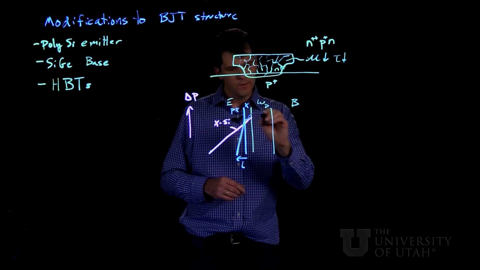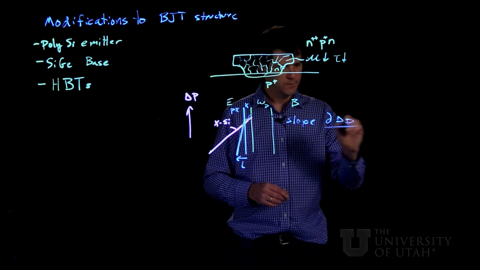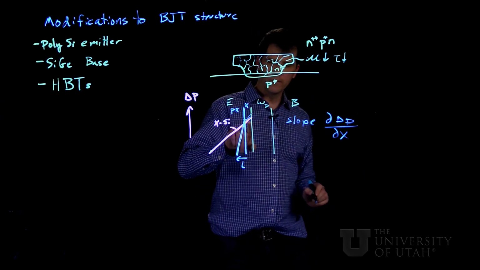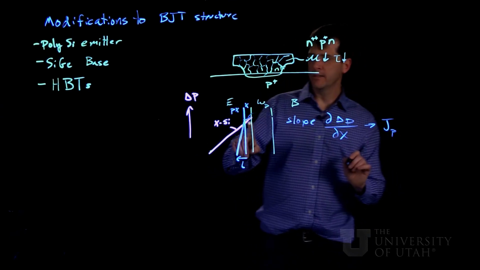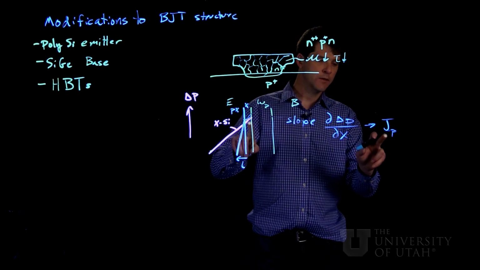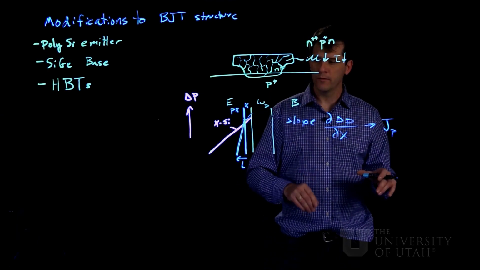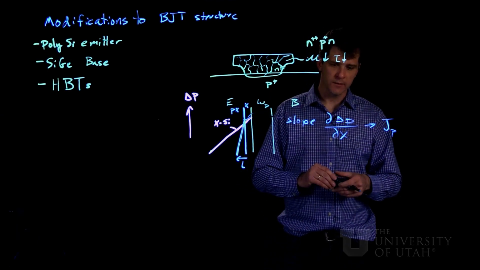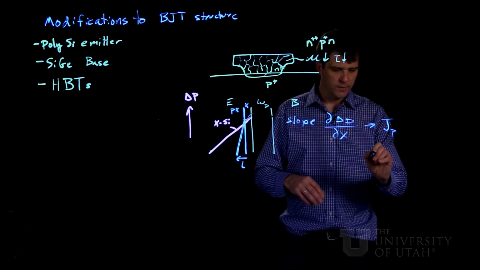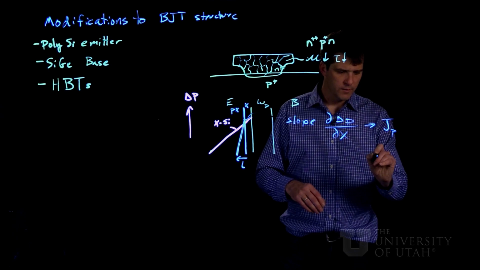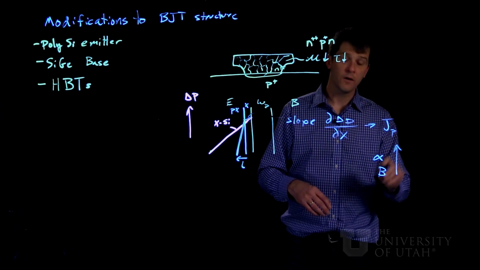Now what this means is that the slope of d delta P dx is smaller, and so the back injected hole current into the emitter is reduced quite a bit too. So this means that our injection efficiency is higher, and thus eventually we see that the alpha and beta gains are also larger.